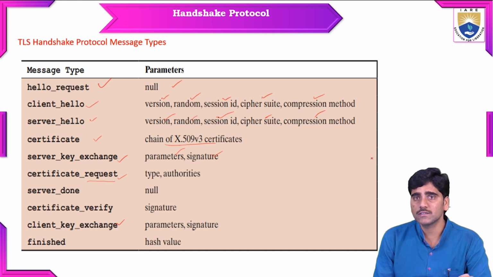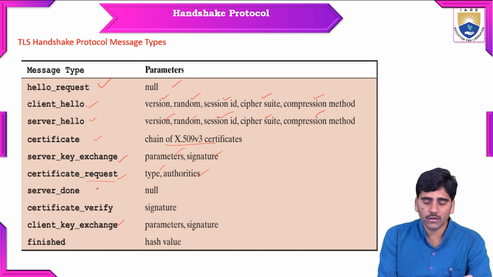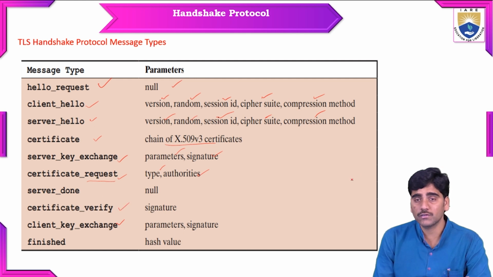Which contains the parameters like the type of certificate and the authorities. Who are the certificate authorities? And next one, server certificate verify. Once a client sends that certificate, the server verifies whether that certificate is valid or not. It checks the validation with the help of the digital signature, with which the certificate, generated by the certificate request, is going to be verified.